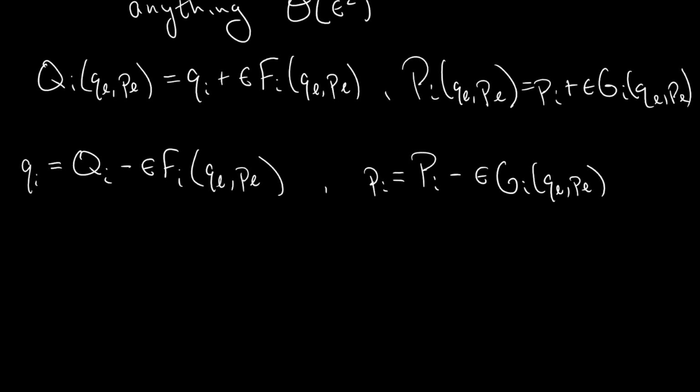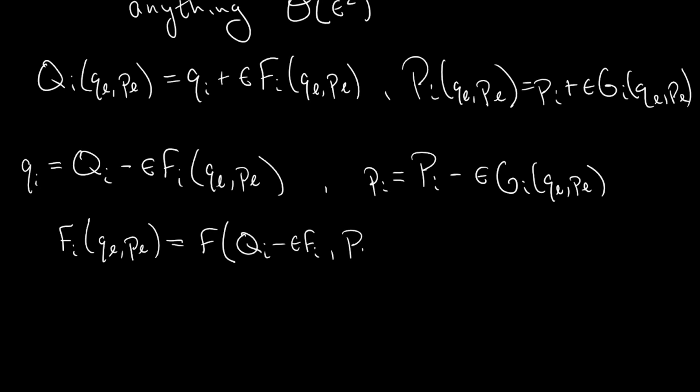So you can see that now I've almost written my Q's and P's in terms of my little q's and p's in terms of big Q's and P's, except for whatever lives in these f and g functions. But I can replace whatever lives in these f and g functions by just applying these rules. So, for example, f is going to be big Q sub I minus epsilon f sub I, and then p is going to be big P sub I minus epsilon g sub I.